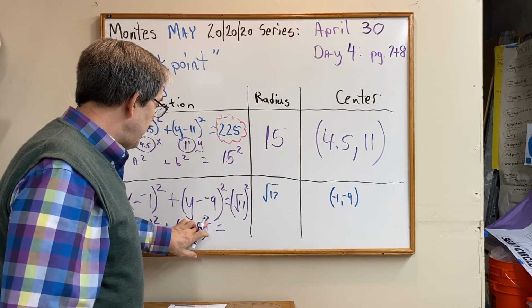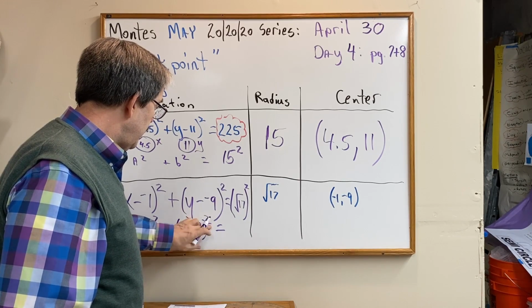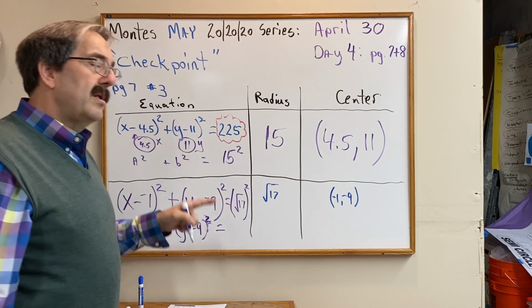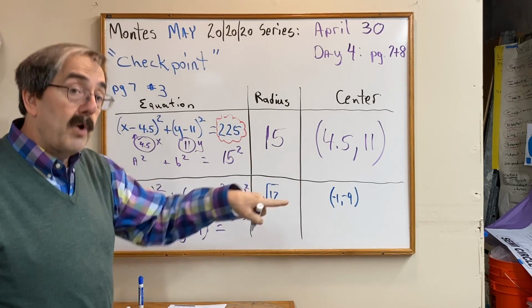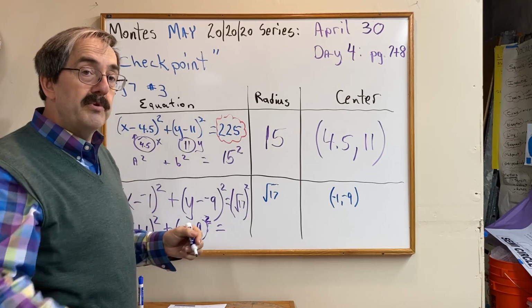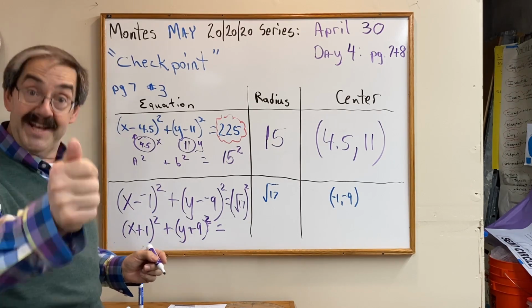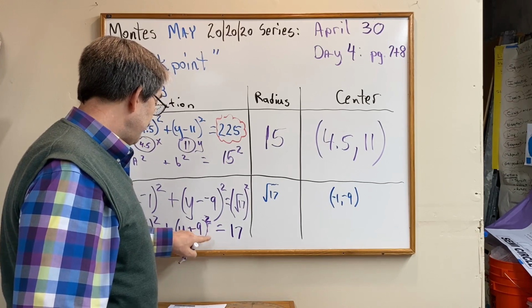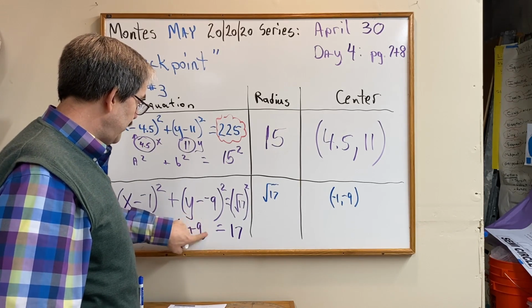And then remember the rule. The square root of something squared. What's the square root of 17 times the square root of 17? Itself. All right. Made a mess there, huh? All right, let's rewrite it.